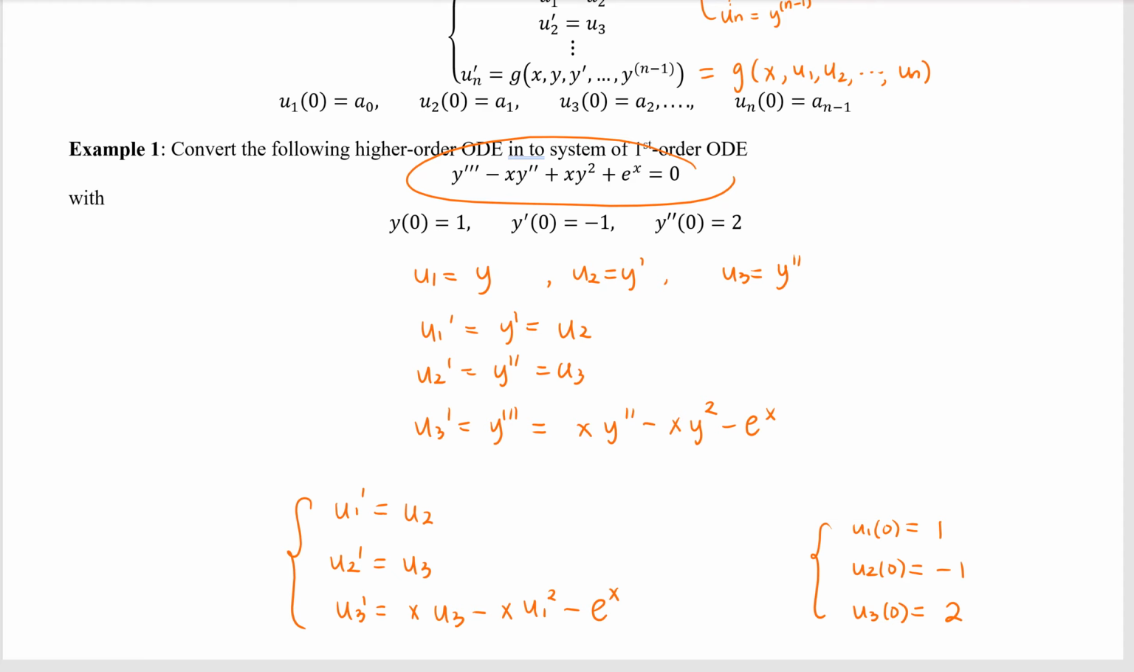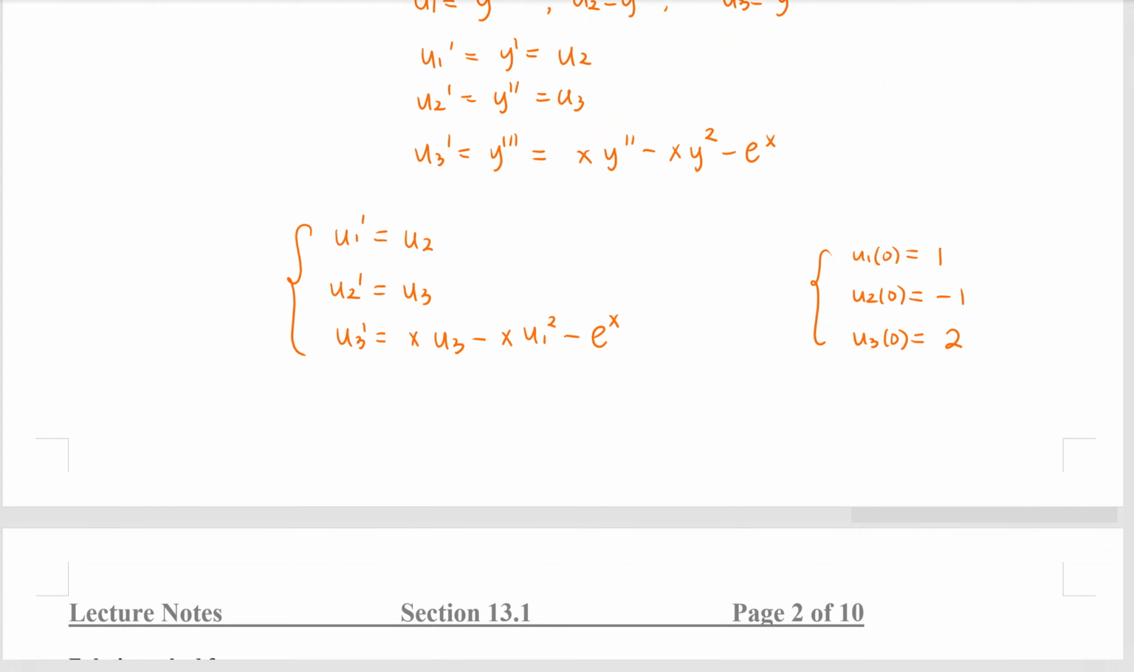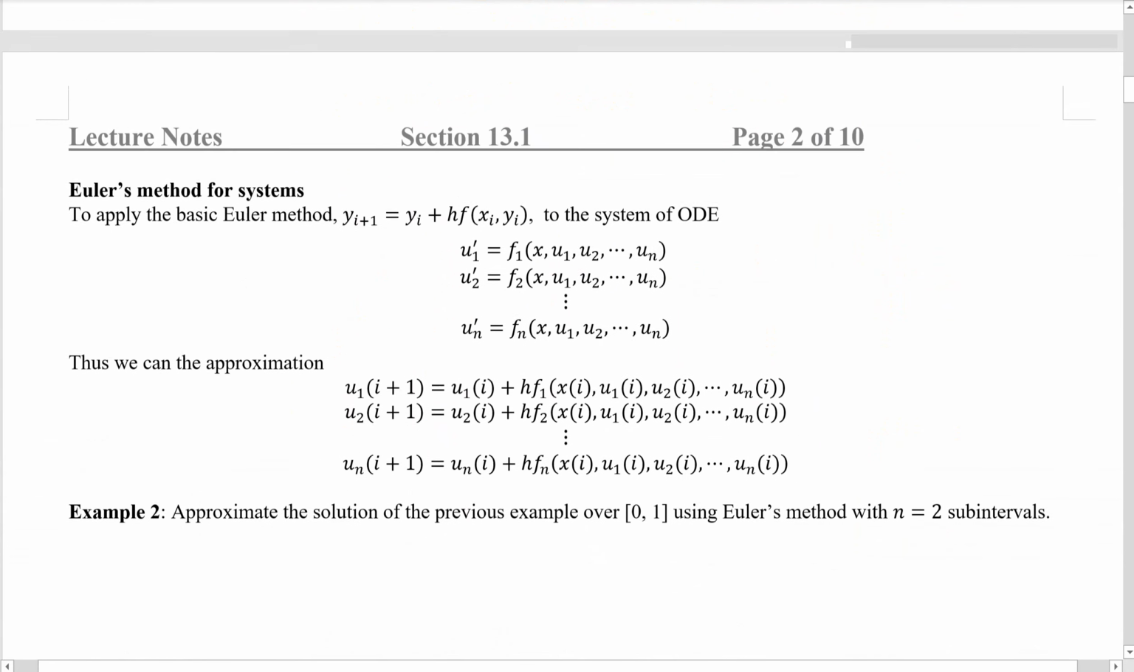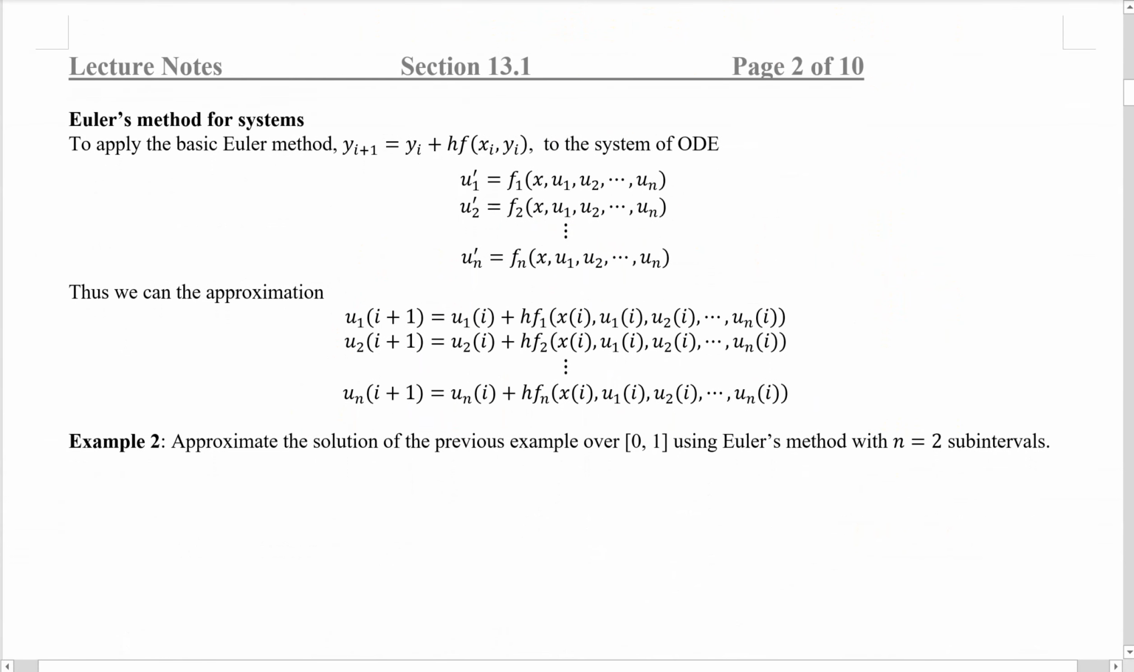And you can see the special structure: for the first n minus 1 equations, we have ui prime is u sub i plus 1, right? And the last equation is related to the given differential equation. Okay, let's continue. Now it's enough to learn how to solve systems of first-order ODEs. Let's first talk about Euler's method.